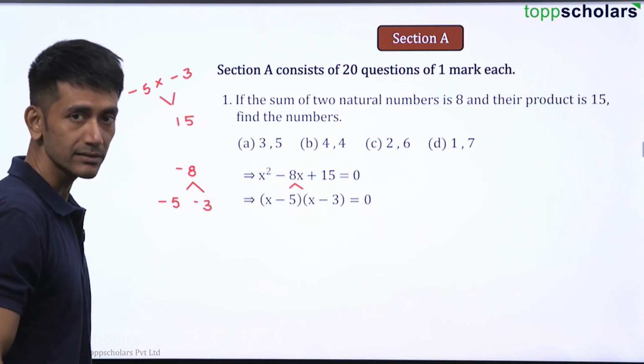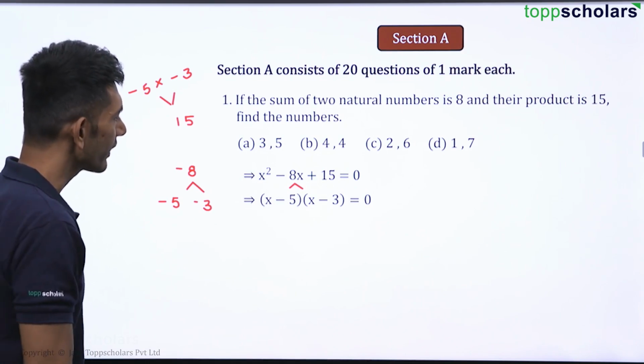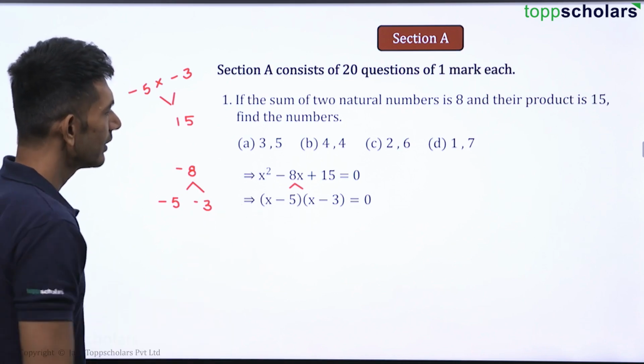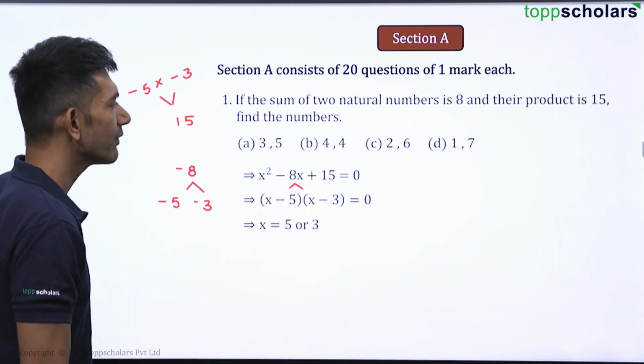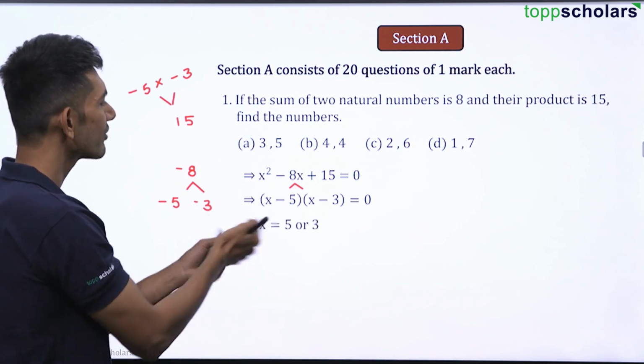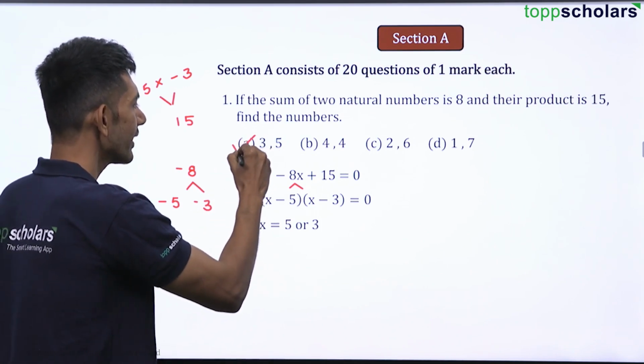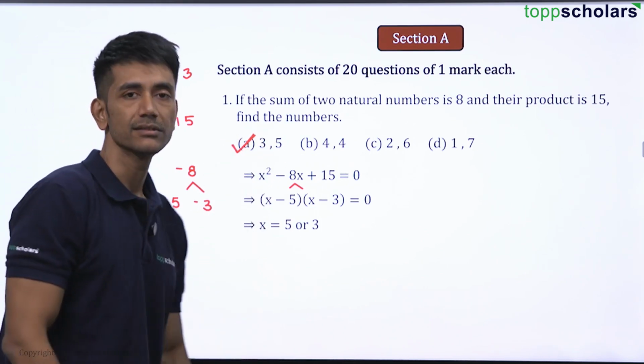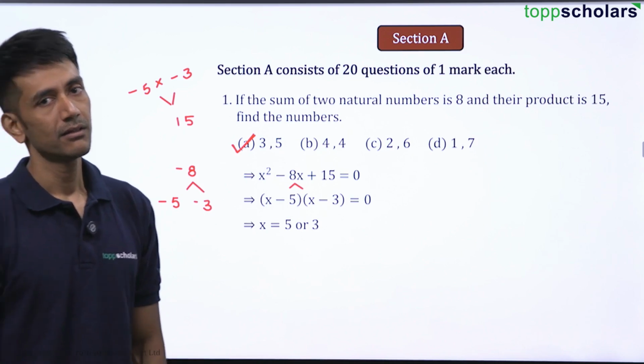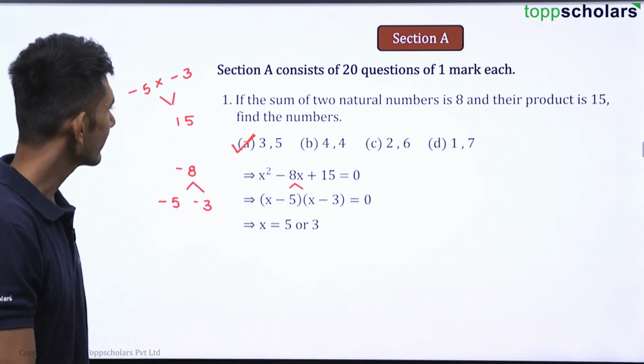These are the two factors. Then you can easily find out the value of x. So what will be the value of x here? The value of x will be 5 or the value of x will be 3. The order does not matter. So definitely 3 and 5 is the correct answer. Easy. Simple question. Perfect. Let's continue.